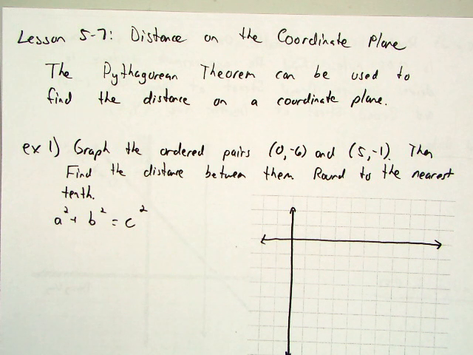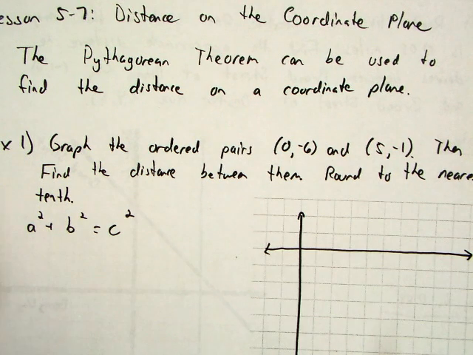Alright, today we're going to be talking about Chapter 5, Lesson 7. It's called The Distance on the Coordinate Plane. So, Pythagorean theorem with Lesson 6, we can use that to find distance on a coordinate plane. Because really, if you think about it, if we graph a line, we can create a triangle off of that. So let's go ahead and start looking at this.